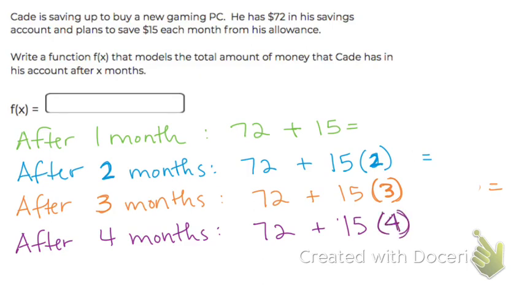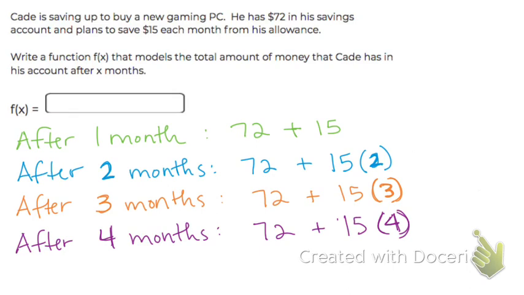So let's think about what we're doing here. We're taking $72 and then we're adding 15 times the number of months. So now that we have a clearer picture of what we're doing, you guys can figure out the math in your head. You could tell me how much he has in his account after 4 months. The process of trying to figure out how I came up with that number, that's where it gets a little tricky.